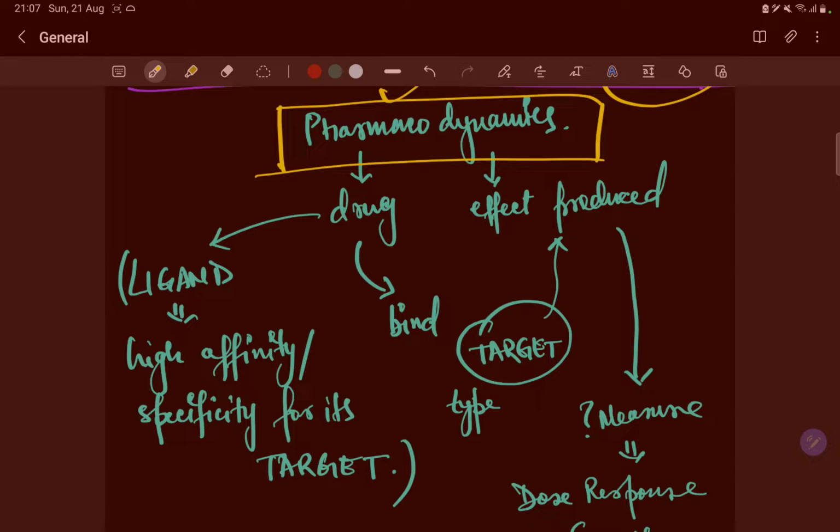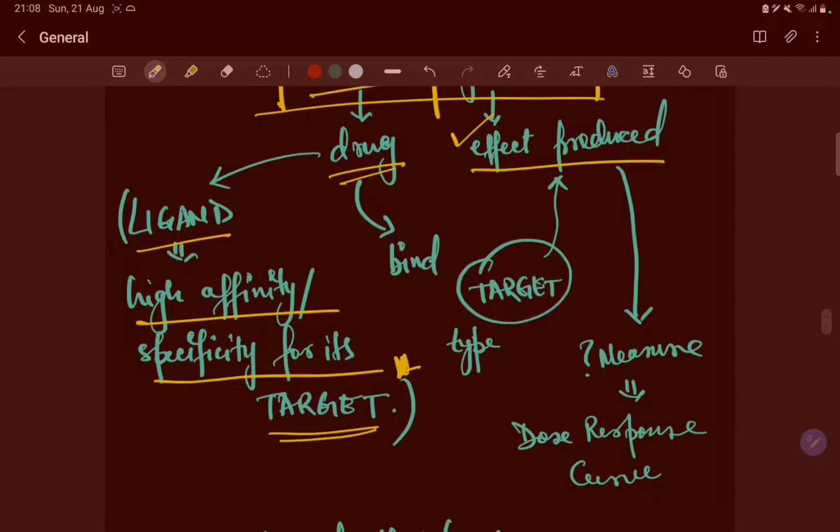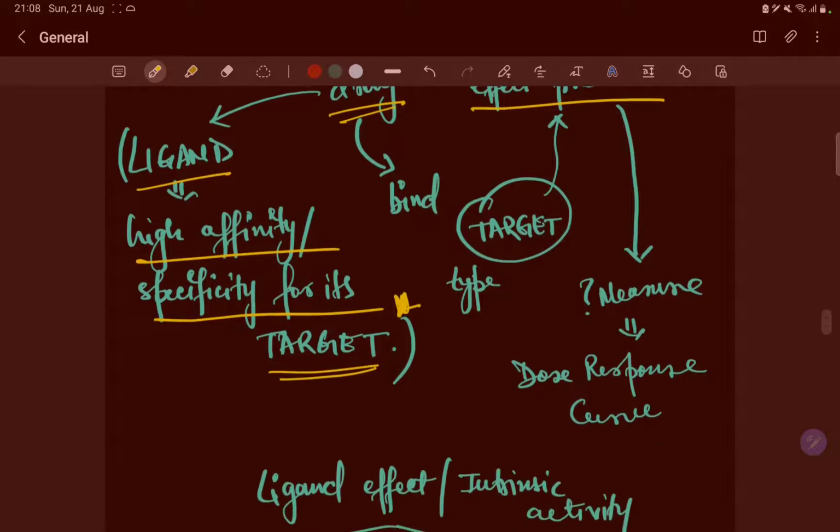Pharmacodynamics: pharmaco and dynamics means movement, the effect produced by the drug on the body. So the drug is the ligand. It has a high affinity or specificity for its target. The target is a receptor, or it may be any proteinaceous product present in the body. So it will bind to the body target and then it produces the effect, right?